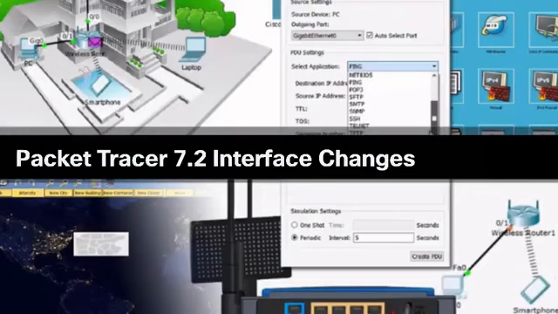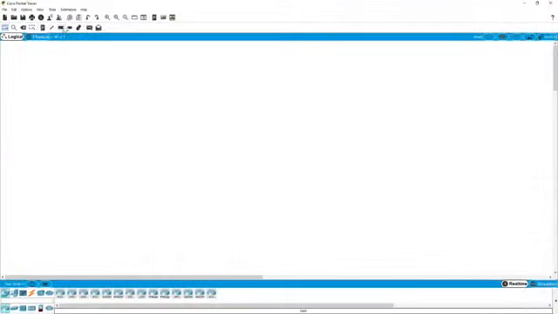Welcome! In this brief tutorial, we'll provide an overview of a few of the significant changes to the interface of Cisco Packet Tracer 7.2. The first changes you'll notice when you open Cisco Packet Tracer 7.2 are the new coloring scheme and the placement of tools.